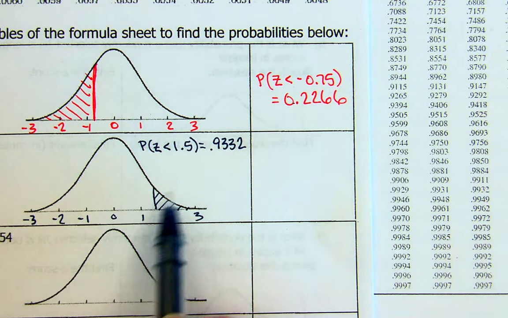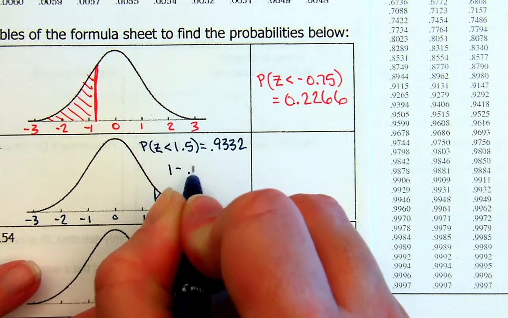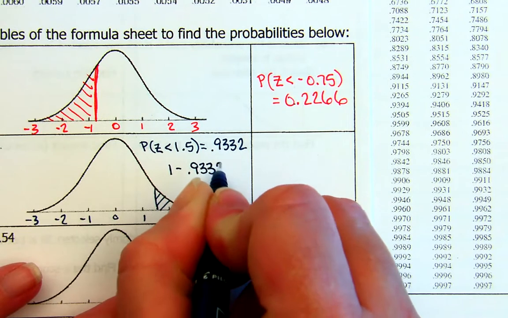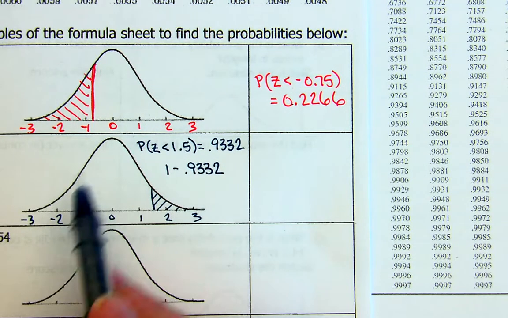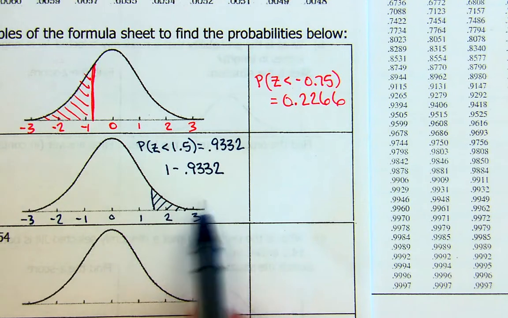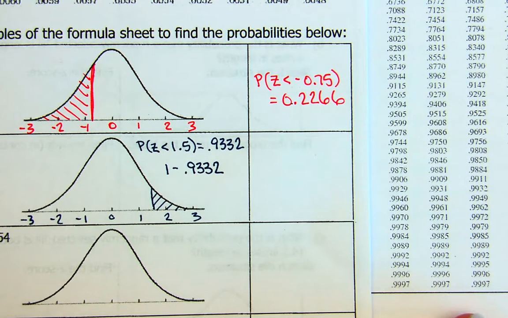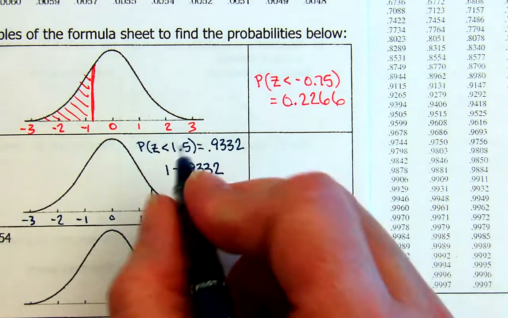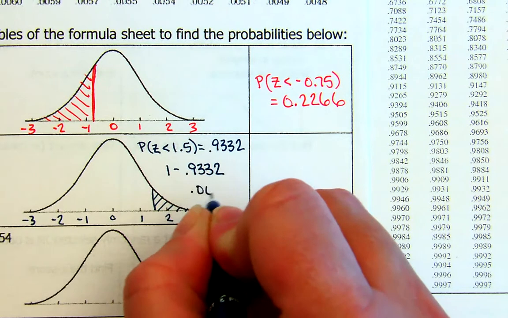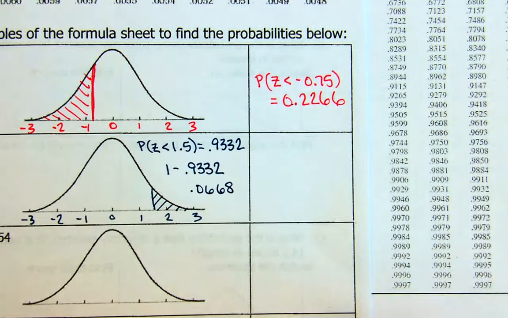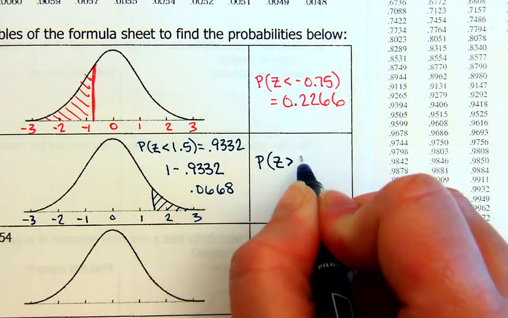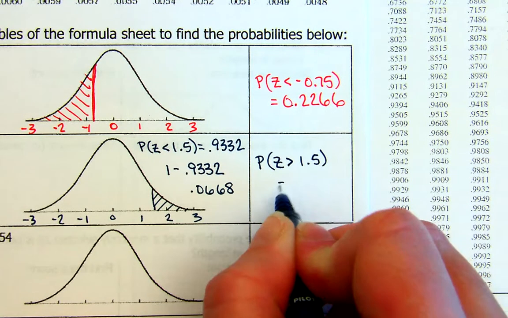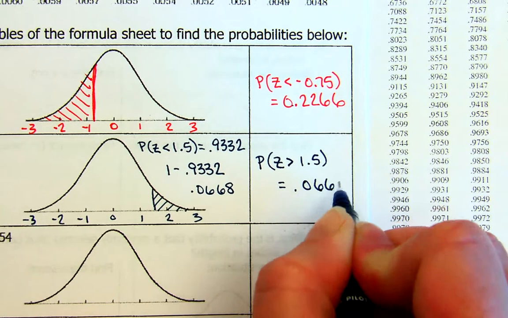So to get this shaded part, I just do 1 minus that. Because that 0.9332 is all of this to the left, and I want the part to the right, so I subtract it from 1. Probability z is greater than 1.5 equals 0.0668.